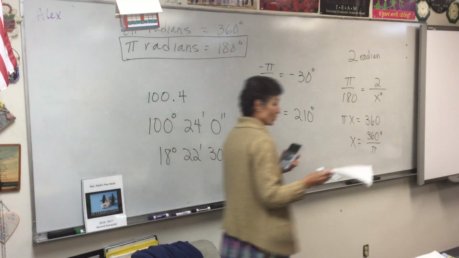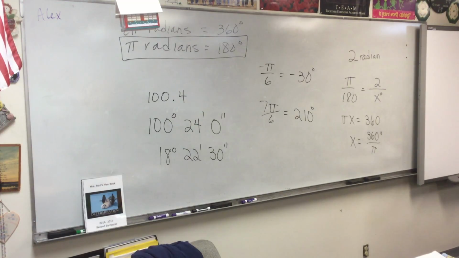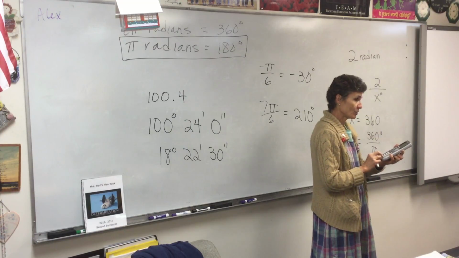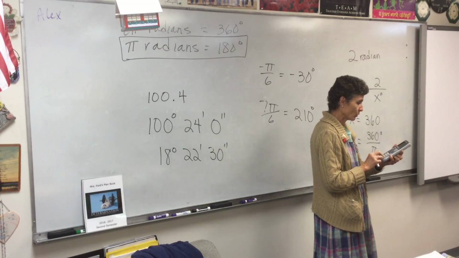All right, try the last one on your own. Negative 20.42 degrees. Don't let the negative bother you. Go ahead and type it in. Negative 20.42 degrees.